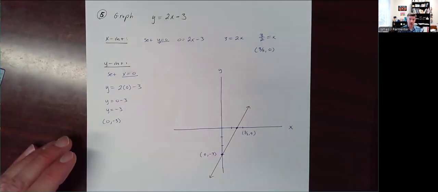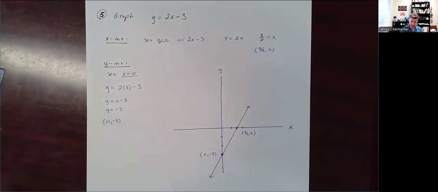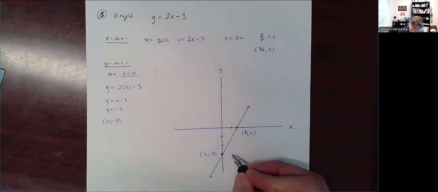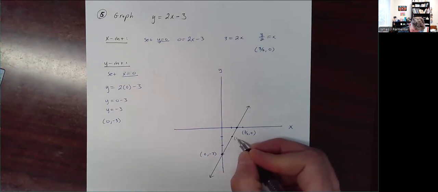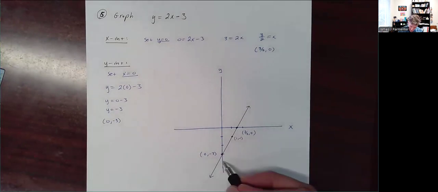And typically when you have y equals something times x plus or minus a number, the slope is the coefficient of x. That's only true though if it's y equals some stuff. If you have the equation set up differently, it might not be true. Here the slope is 2, which means every time you go over 1, you go up 2. So this point here is the point 1 comma -1. So I've gone over 1 and up 2.